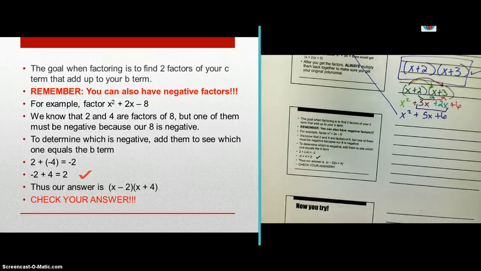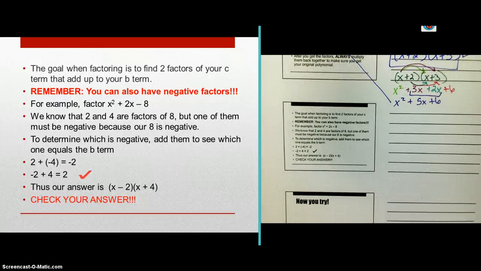So the goal when factoring is to find two factors of your c term that add up to your b term. We just did that. But remember, you can also have negative factors. If your c term is negative, that means one of your factors is also going to be negative. So for example, we have x squared plus 2x minus 8.